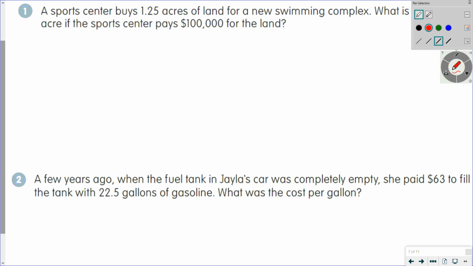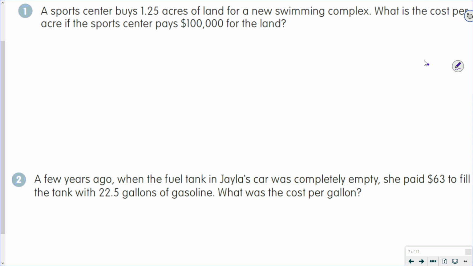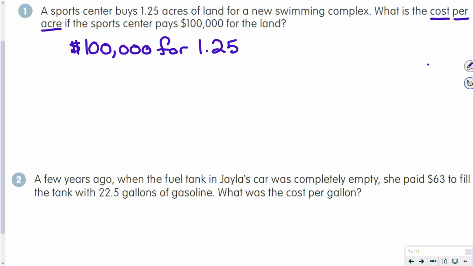All right, let's use some purple for this one. A sports center buys 1.25 acres of land for a new swimming complex. Again, we have the cost per, slide that down out of the way. So there's the word per, we want cost per acre. So we have $100,000 for 1.25 acres.